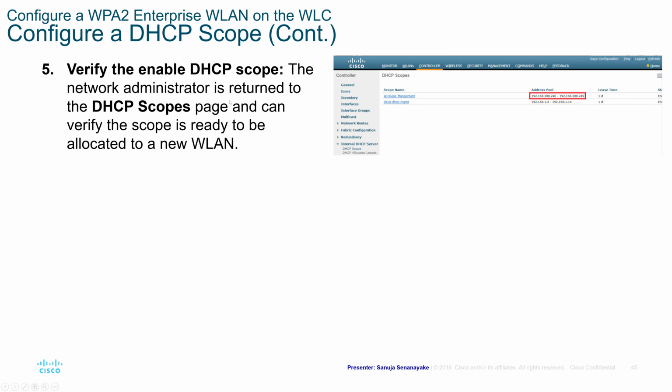And finally, we're going to verify the enabled DHCP scope. The network administrator will be returned to the DHCP scope page once you apply the changes, and can verify the scope is ready to be allocated to a new WLAN on that scope page, because it is now listed with the pool addresses associated with that DHCP scope. Again, I will go through this in a live lab demonstration and post it to my YouTube channel in a separate video. For now, just know these steps and how you can go through them to configure the DHCP scope.